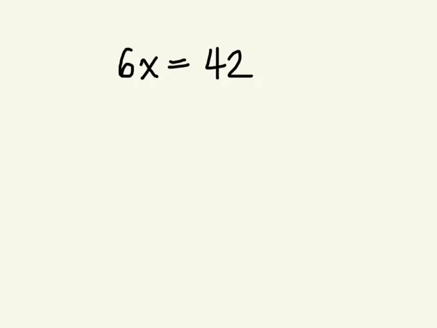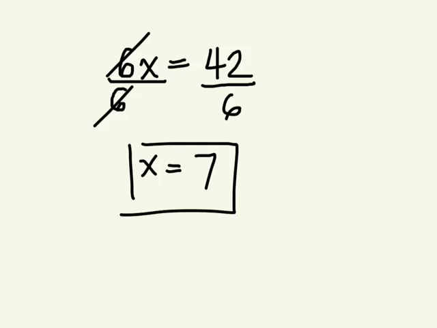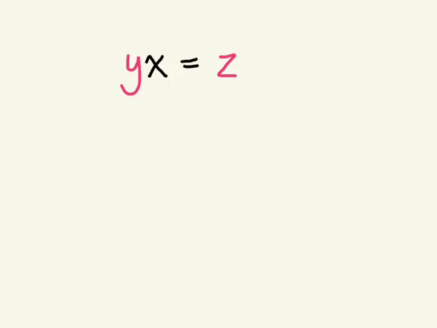Good. Okay, with the next one, another simple one. 6 times something equals 42. So, subtract 6? No, that's wrong. Divide by 6. Good. And here? Divide by 6. Good. X equals 7.